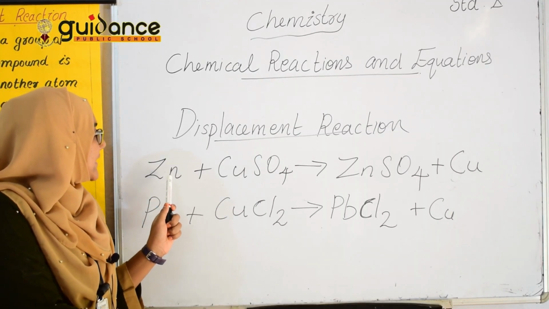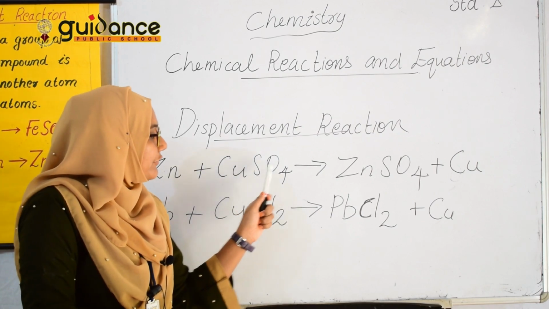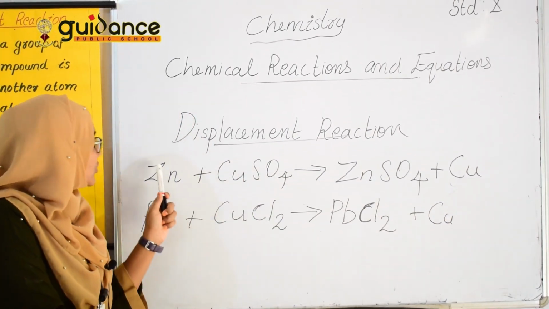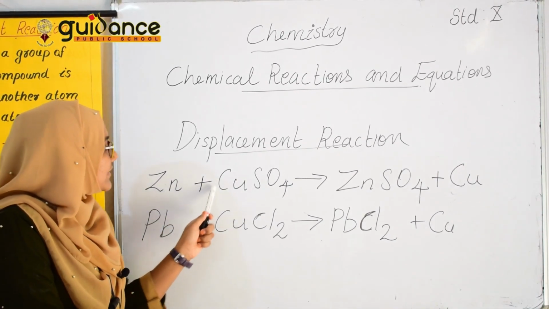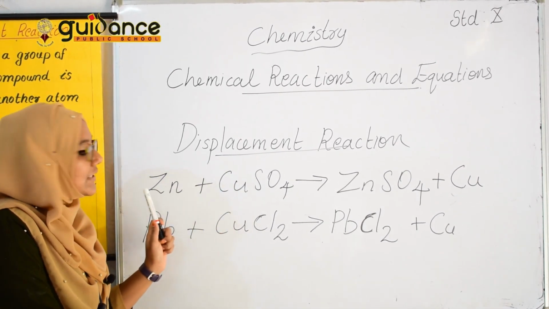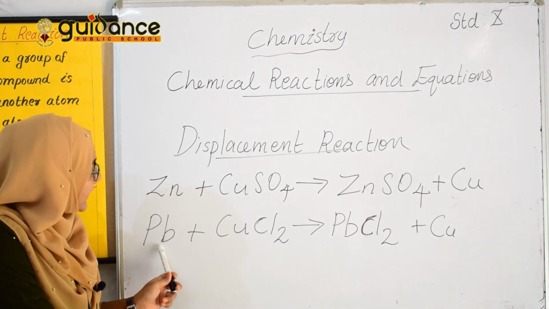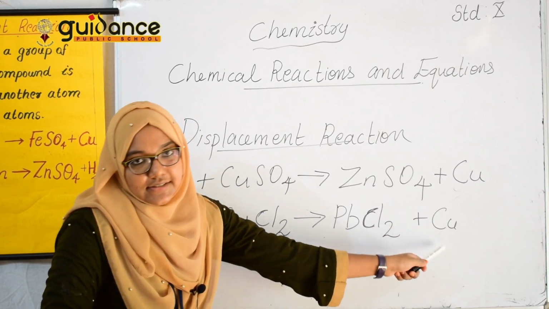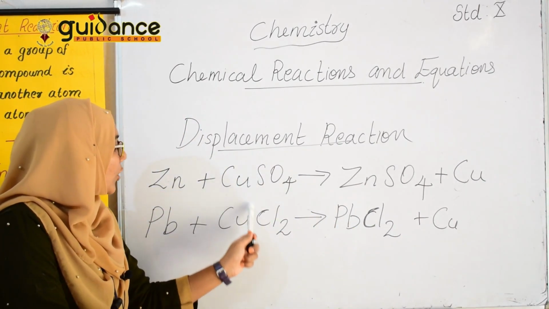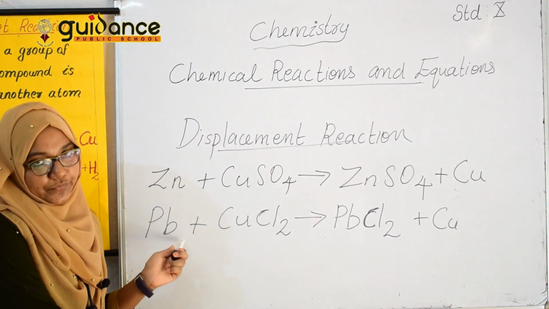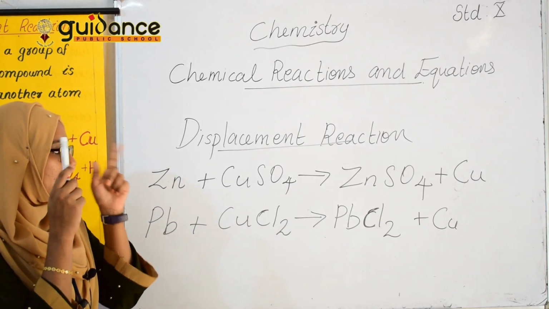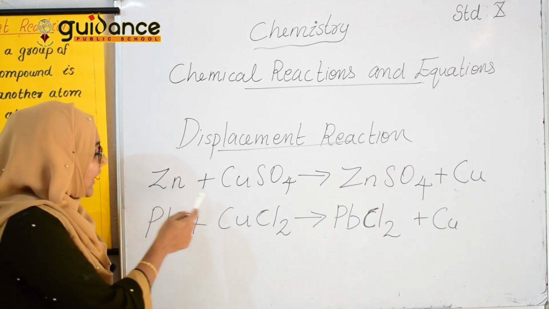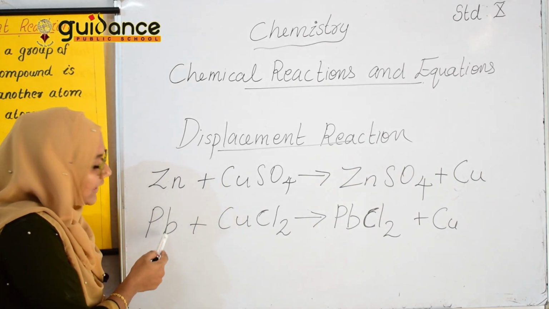Another example is zinc plus copper sulfate gives zinc sulfate plus copper. Here also the displacement happens. That is, this copper is replaced with the zinc. And here lead, Pb, plus CuCl2 gives PbCl2 plus Cu. That is, here also this copper is replaced with the lead. So what you have to keep in mind is that this copper is replaced with the zinc, and this copper is replaced with the lead.